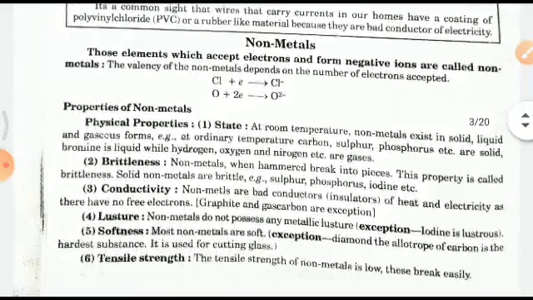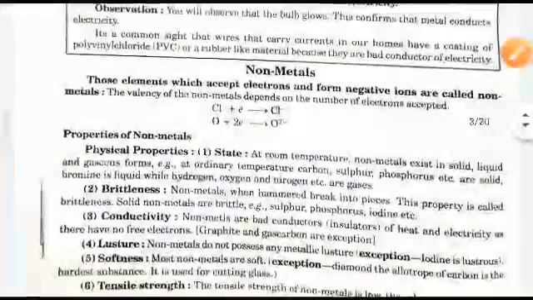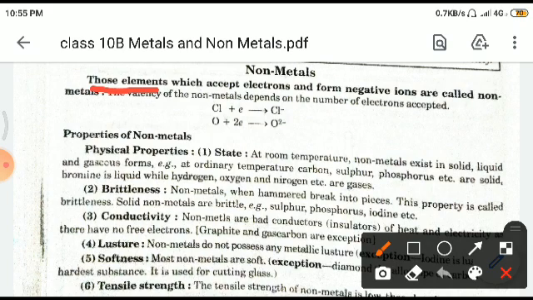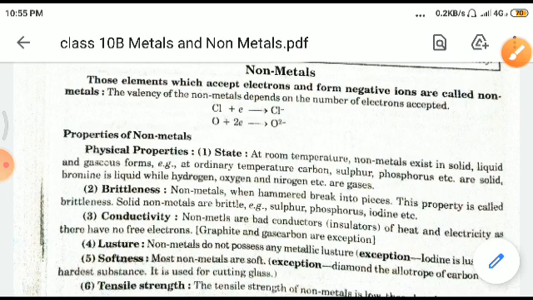Now, with all that, we move ahead to non-metals. These are the elements which accept electrons and form negative ions. Whereas metals donate electrons to form positive ions, non-metals accept electrons to form negative ions. Like see here, Cl plus e minus will form Cl minus, which is the negative ion, and oxygen plus two electrons will give O2 minus, which is also a negative ion. Now, physical properties: state. They exist as solid, liquid, and gases at ordinary temperature. Carbon, sulfur, phosphorus, etc. are solid. Bromine is liquid, whereas hydrogen, oxygen, nitrogen are gases.